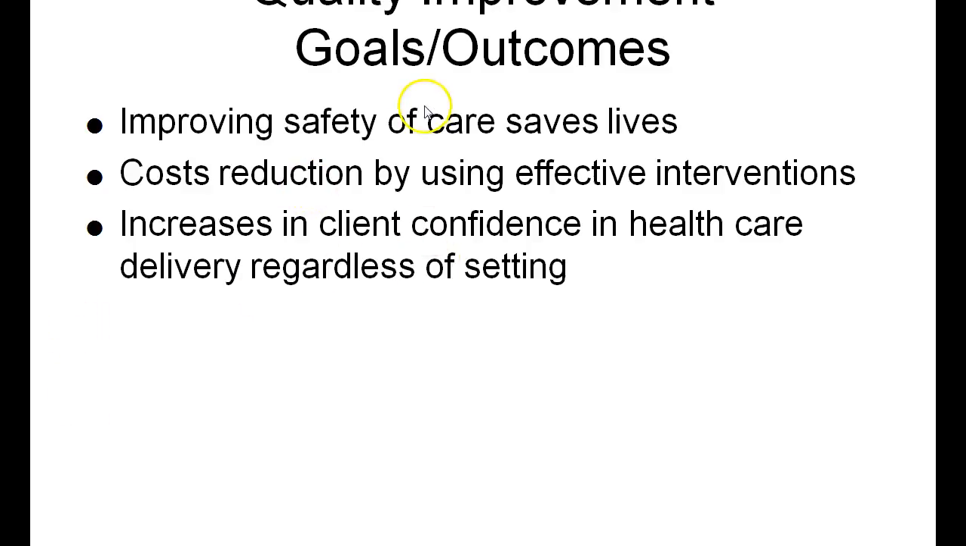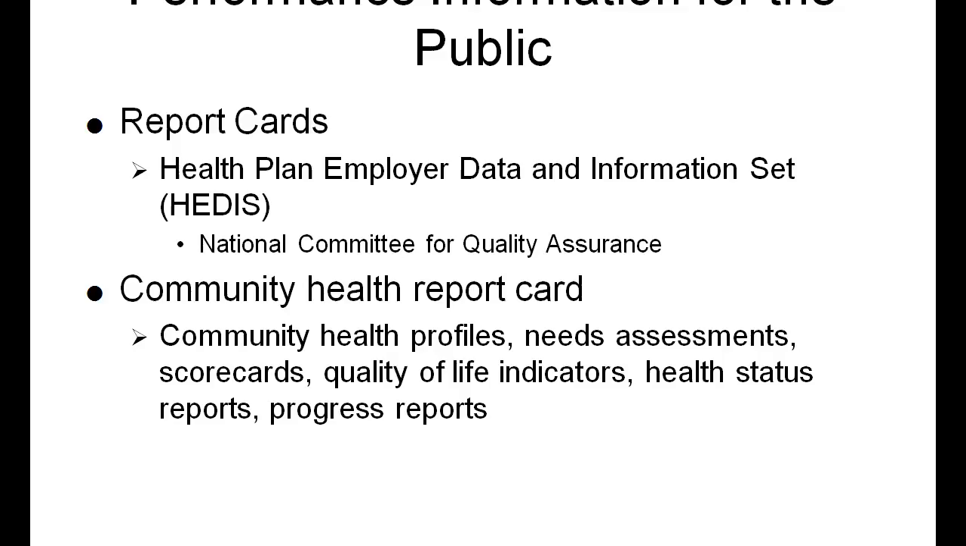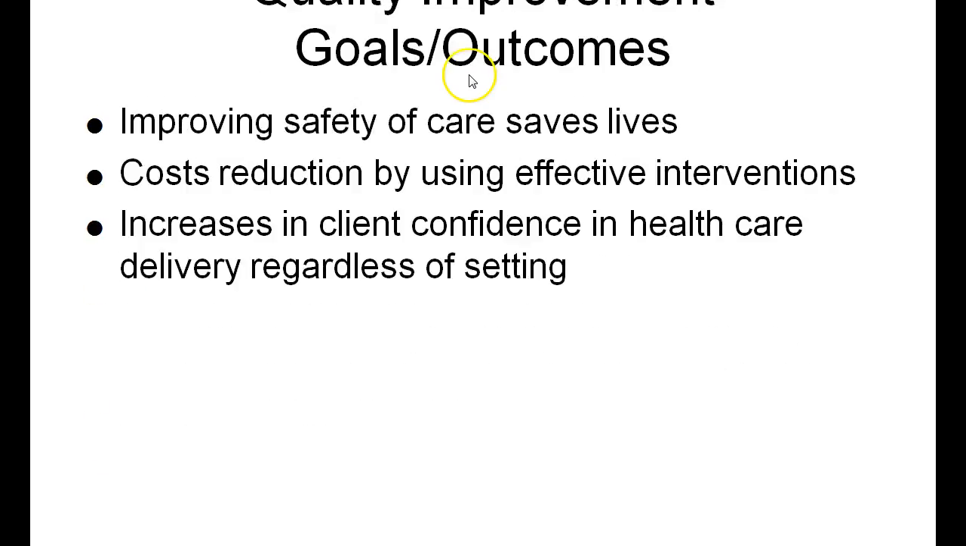All right, so this says up here, quality improvement goals and outcomes. Improving safety of care will save lives, right? So when we improve safety, we know that we are avoiding error, and error can cost lives. Cost reduction by using effective interventions. It increases client confidence in healthcare delivery regardless of setting. So it doesn't matter if you're at a private hospital or a public hospital. Again, standardization, quality of care, standard of care.